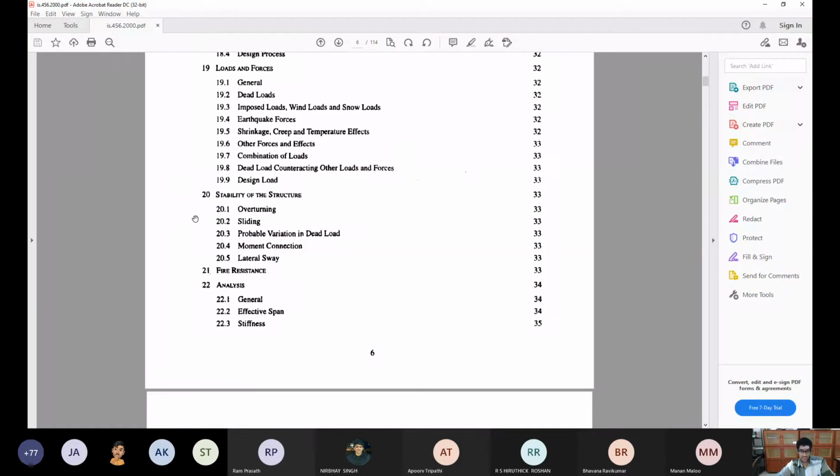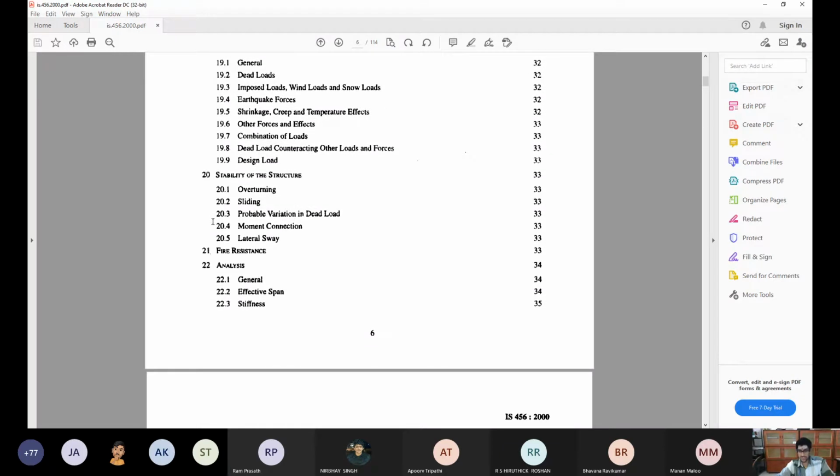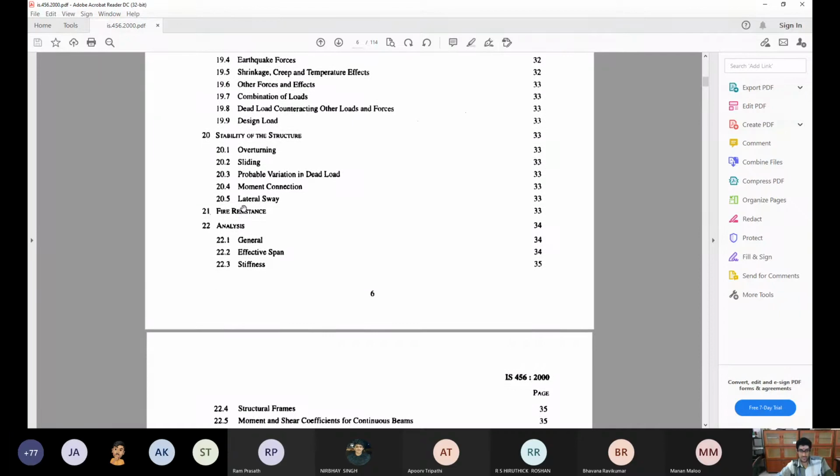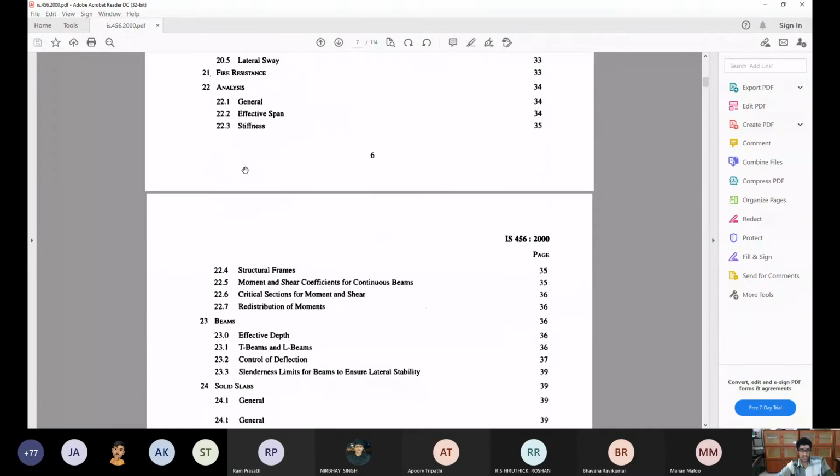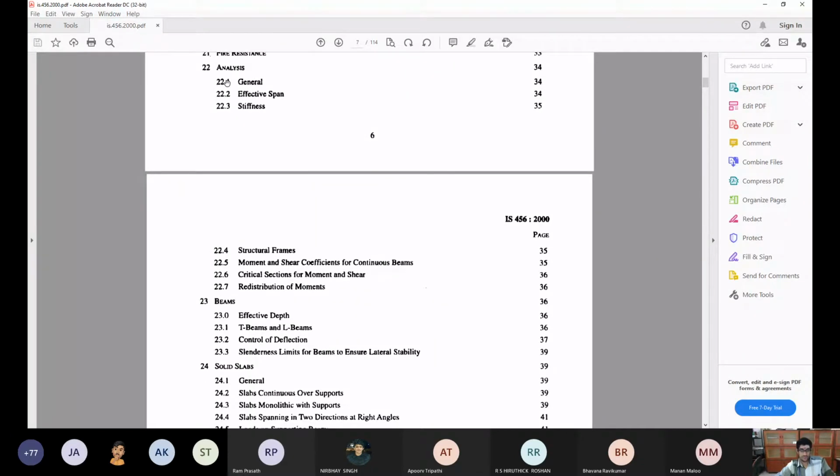Then there are other things like stability. We will not be dealing with this, but if someone is doing a tall building and wants to check the stability, they can check these provisions. Then fire resistance, and some requirements are given in the analysis part.